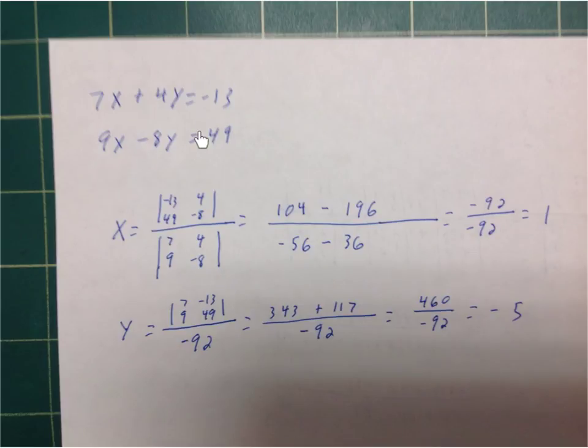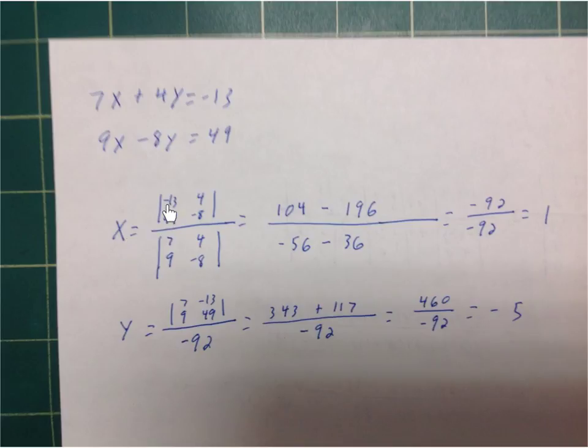Oh, I saw your question here where you want to use Cramer's rule to solve this for x and y. So first thing you've got to do is set it up. X is going to be the quotient of two by two determinants. And the way you find these numbers is you just copy down the coefficients 7, 9, and 4, -8.